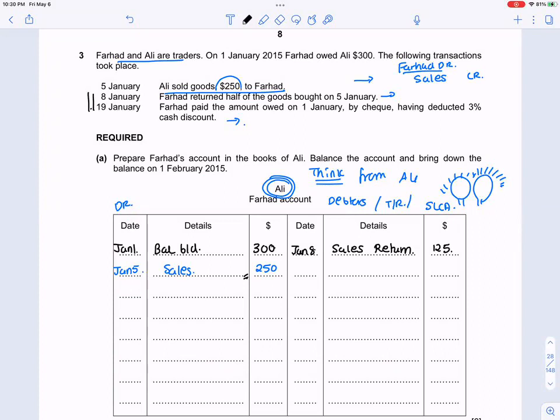Miss, do we show cash discount over here? Cash discount is always shown. Then what, Prisha? The 19th date. Read it. Farhad paid the amount he owed on 1st Jan by check, having deducted 3% as discount. So 300 minus 3%, I think. Okay, so how much he paid?